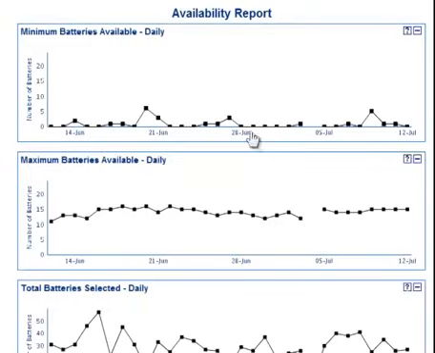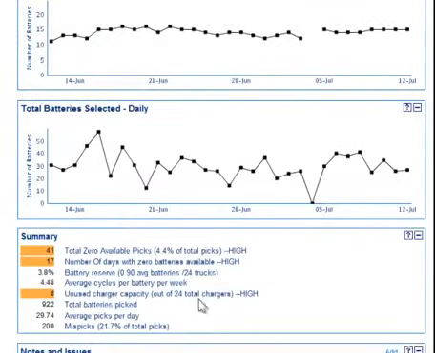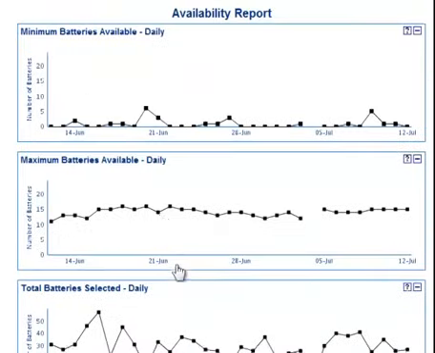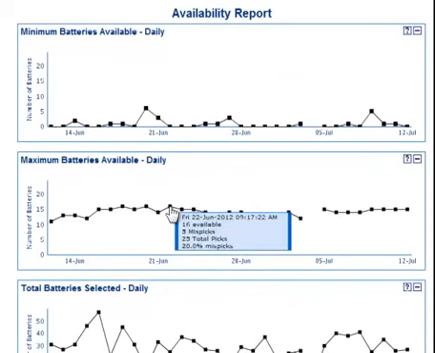All right, so we'll go back to this and look at the maximum batteries available. What we would expect is, this is a site, and we can actually see it down here, there's 24 total chargers, right? And here we have 16 available. Here we have 16 available. The most we ever get is 16.